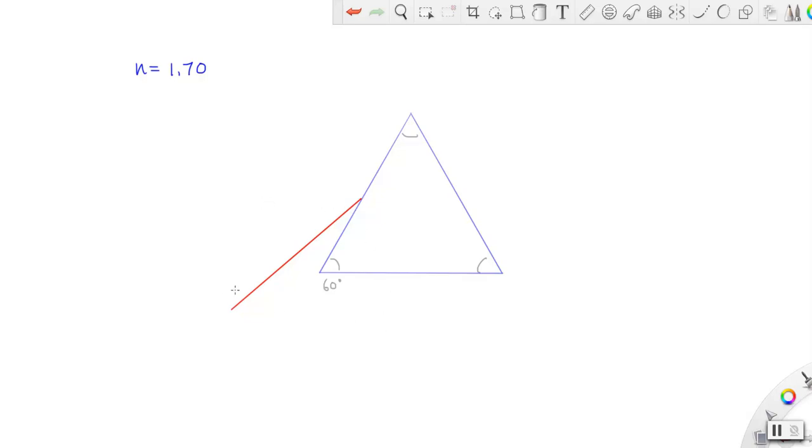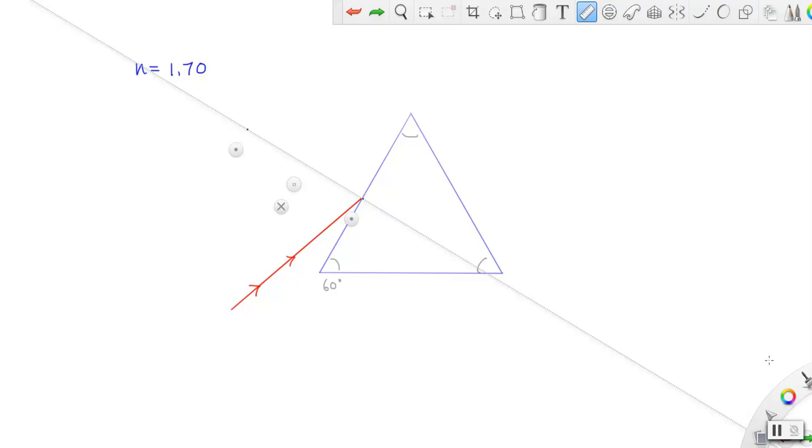Now, what is the first thing that we do? Every time we draw a ray of light, we always have to draw our normal. So let's do that real quick. Our triangle angle is 60 degrees, then that means that we should be at 30 degrees here in order to make sure that this is 90 degrees. So this would be 30 degrees here. This angle here would be 30. This is 60, and therefore this is 90 because they all have to equal 180.